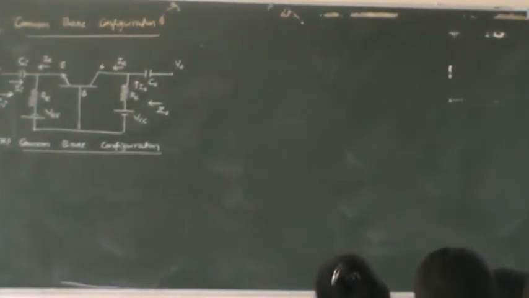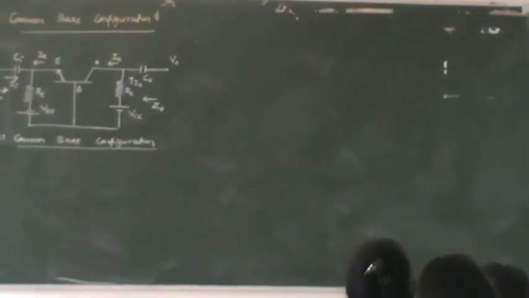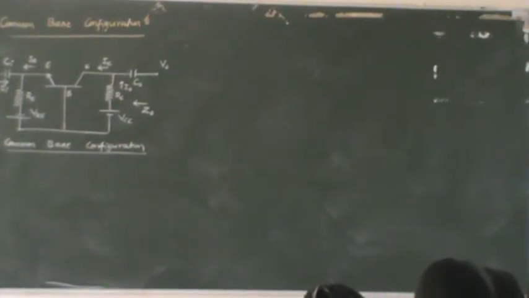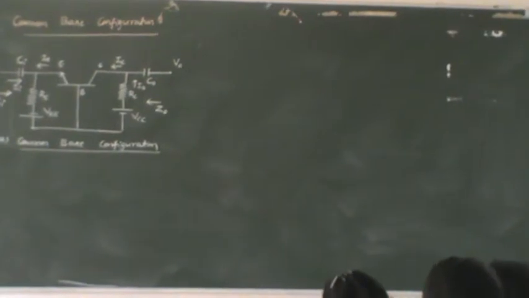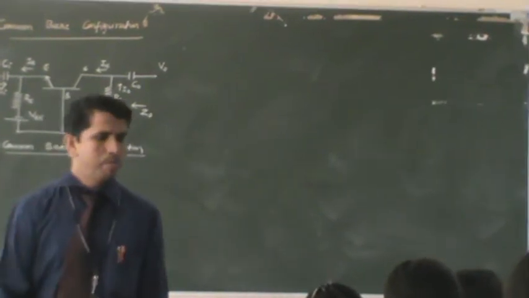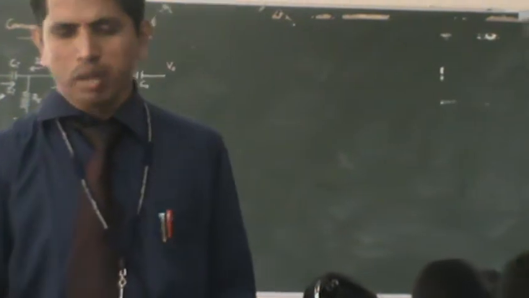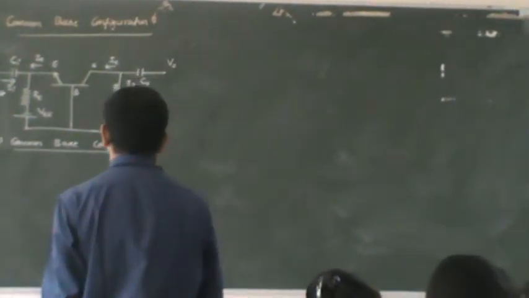Write the hybrid equivalent for this. It is required to write the simplified hybrid equivalent for the circuit shown. It's a common base configuration circuit. Replace the transistor with the hybrid equivalent, with input resistance HIB and a current source HFB into IE.